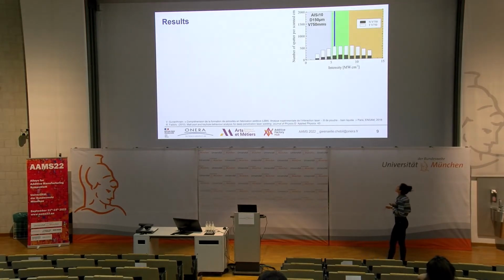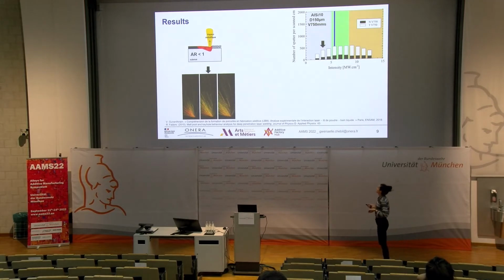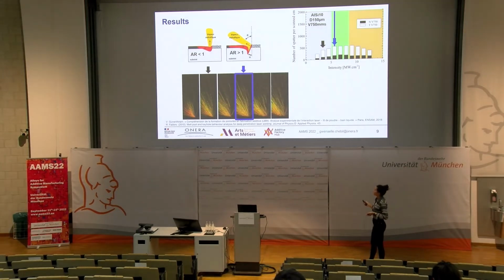To try to understand that, we first thought that it was just the vapor, that, for example, when you have an aspect ratio under 1, you have only the vapor interacting with the powder, and so if you increase the intensity, you increase the vapor, and so you increase the interaction with the powder, and you can see here with the accumulated trajectories. Then when you have a deeper track, you tend to incline the vapor plume, so you tend to interact also with the melt pool.